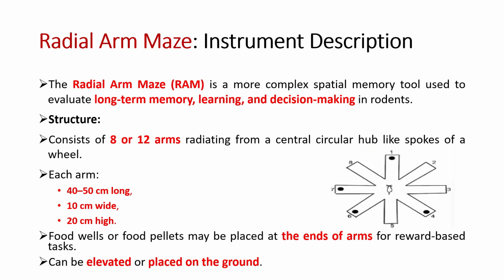We place the animals at the hub in the center, and it moves from there into all the arms. Its measurement is 40 to 50 centimeter long, 10 centimeter wide and 20 centimeter height. Food wells or food pellets may be placed at the end of the arm for reward based tasks. It can be elevated or placed on the ground. So this maze we can use both ways, on the ground or elevated.